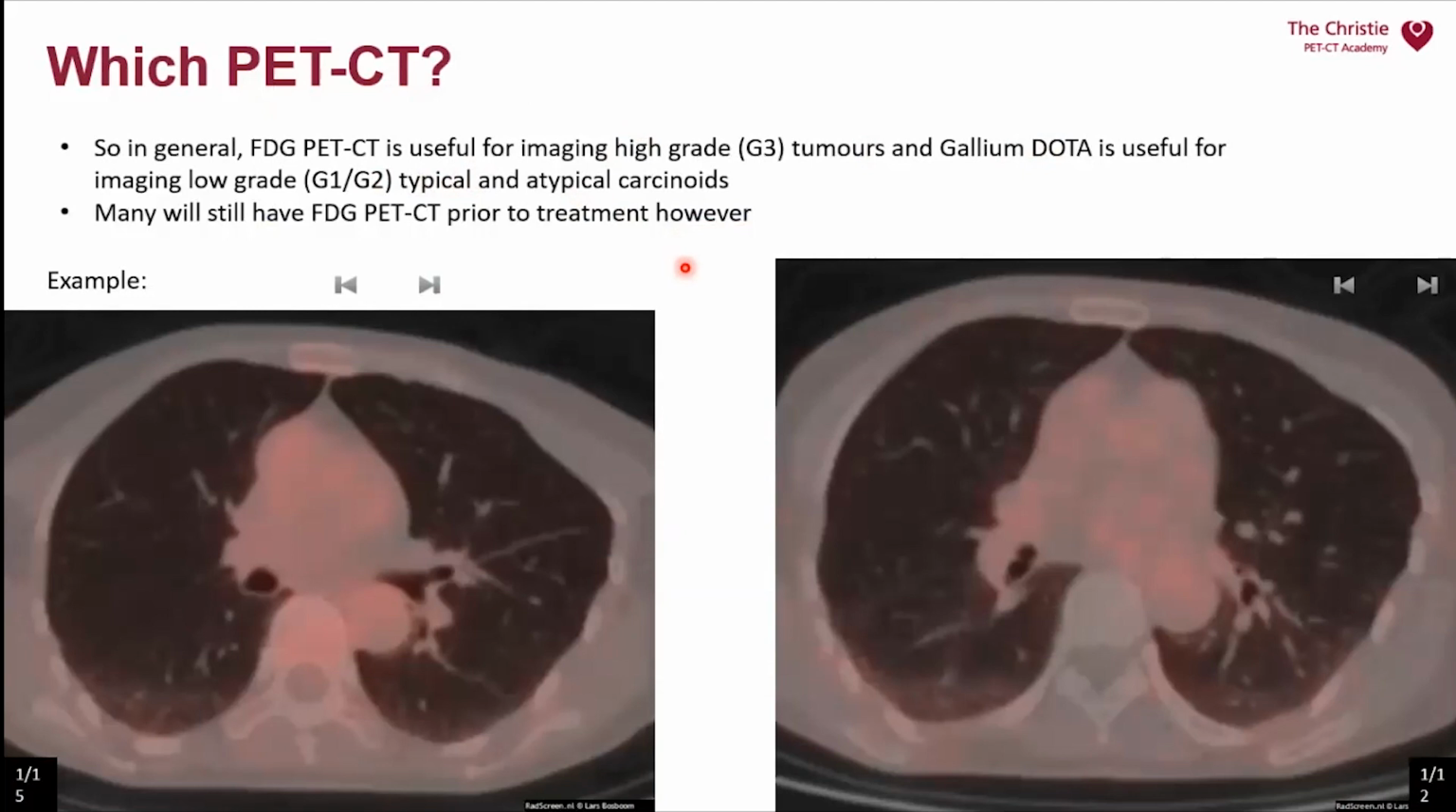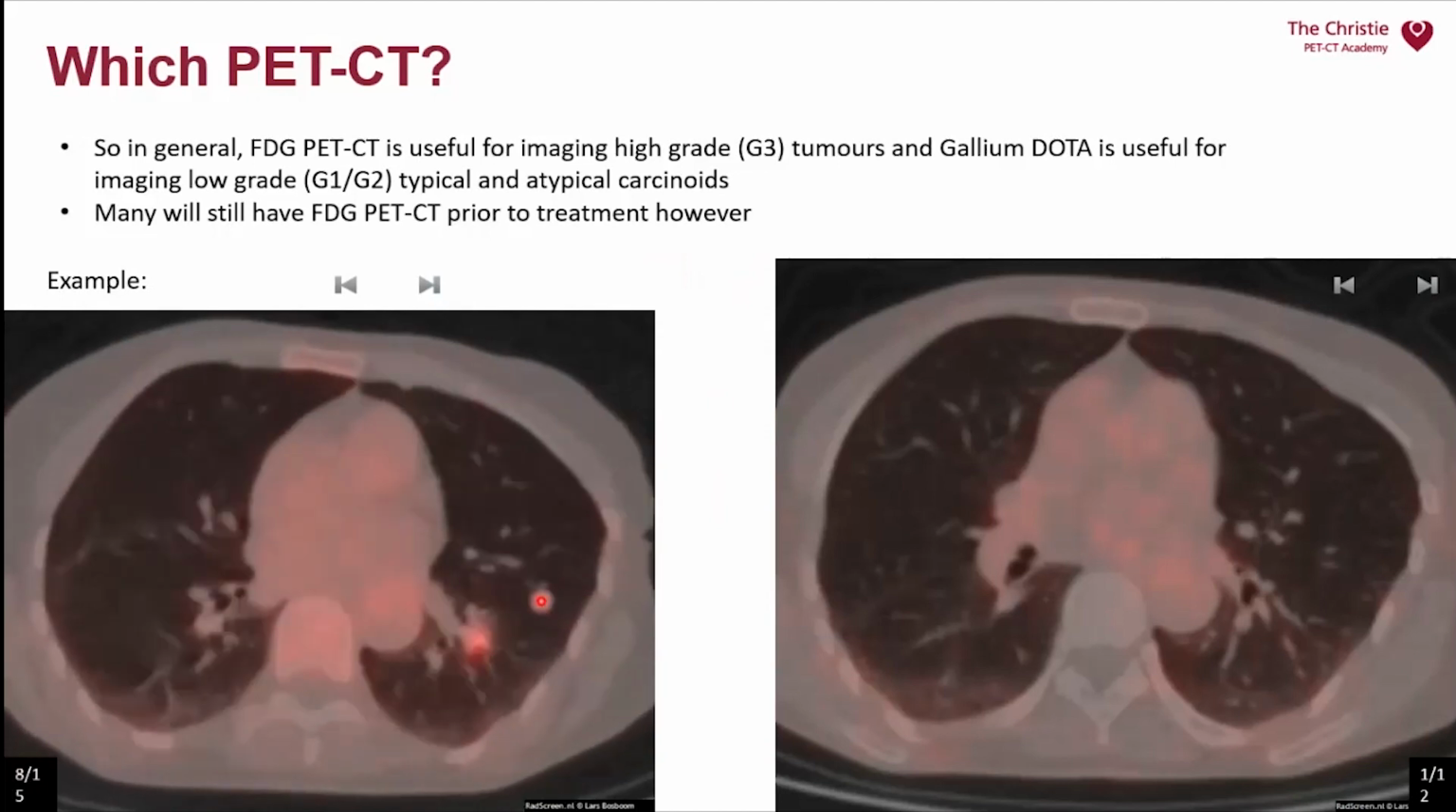So if you have a scan and it shows something that's suspicious for a lung cancer, and we don't yet know that it's a neuroendocrine tumor, the next go-to investigation will be an FDG PET CT, and then the biopsy would happen. And it's only after the biopsy that you then know that the gallium PET might be a useful investigation. So here's some examples. This is an FDG PET CT.